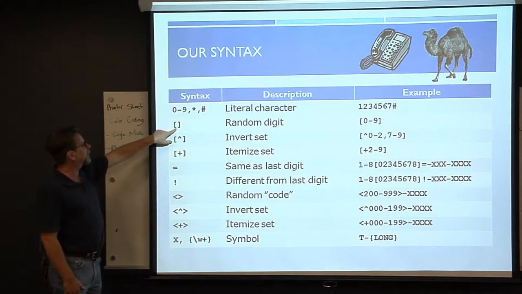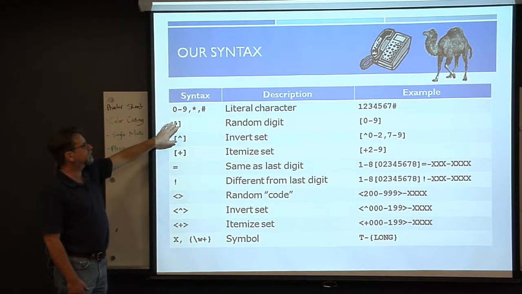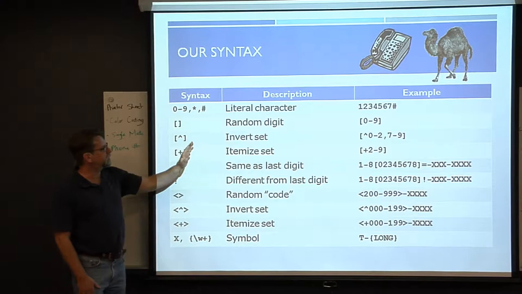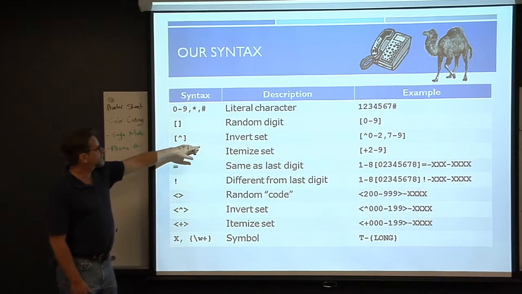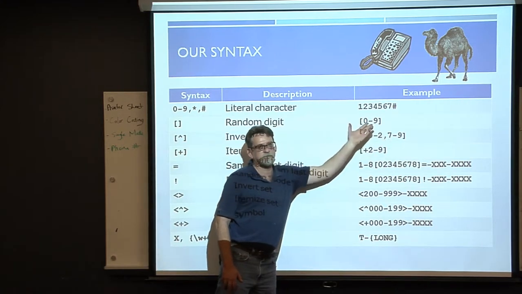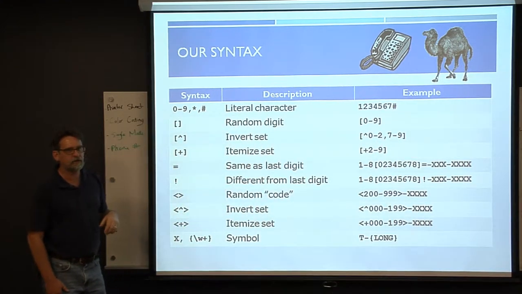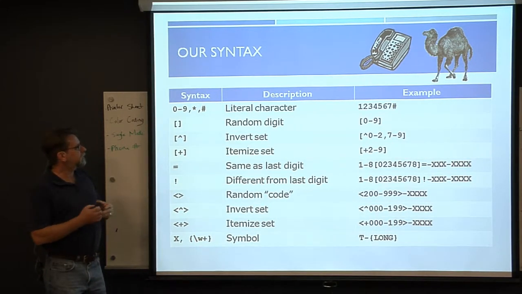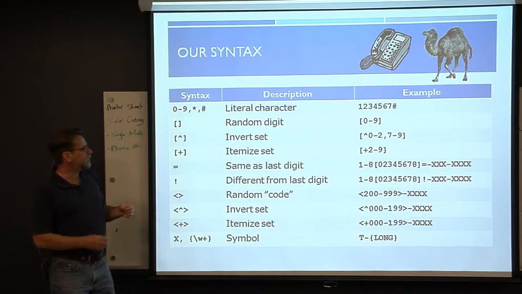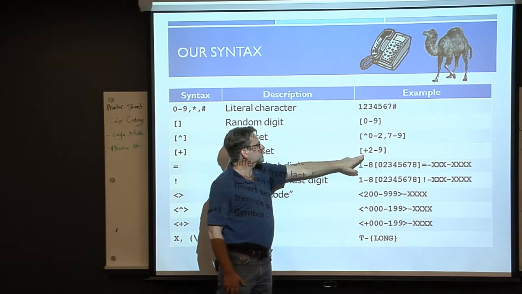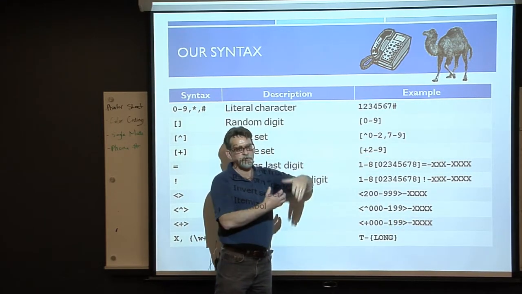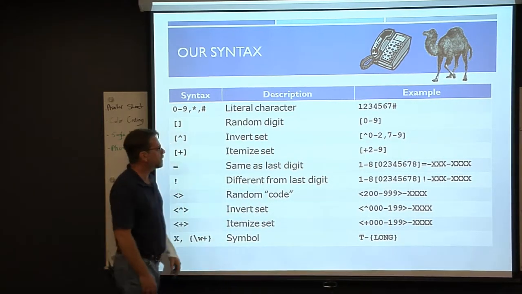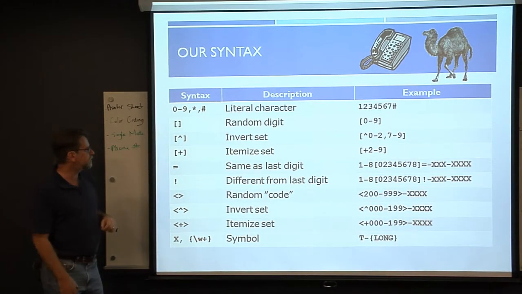Any digit between the square brackets means pick one of those digits at random. If you stick a caret in front of that, it inverts that set. So this set here is the same as 3 through 6, so you can express it however is most convenient to you. A plus in front means when I expand or render this number, I don't want just one number. I want all 8 numbers. This will return a list of one number. This will return a list of 8 numbers. That's if you wanted to try all the numbers in the pattern.